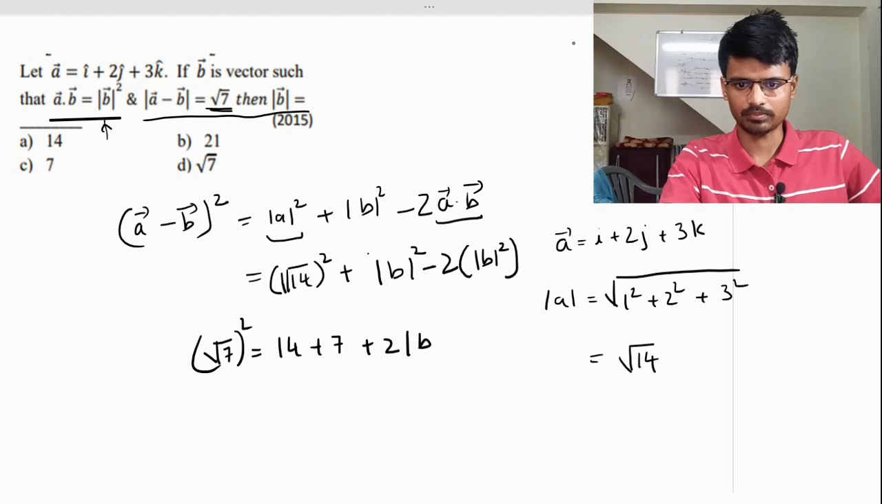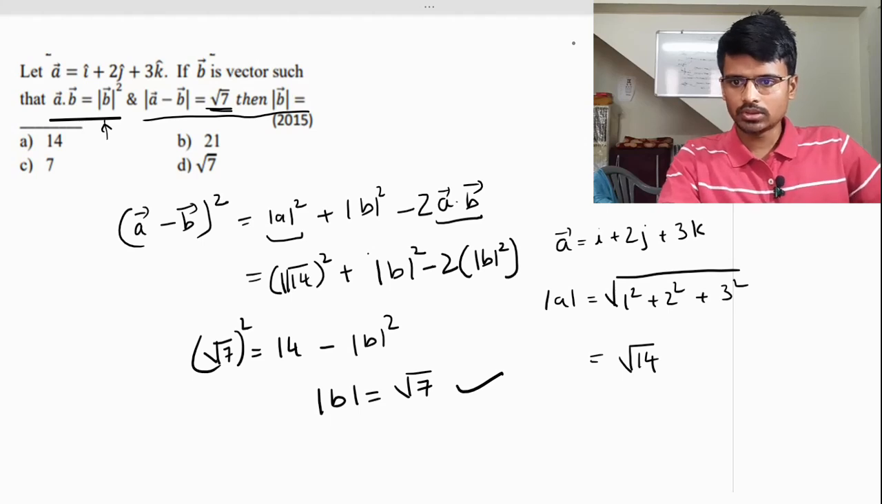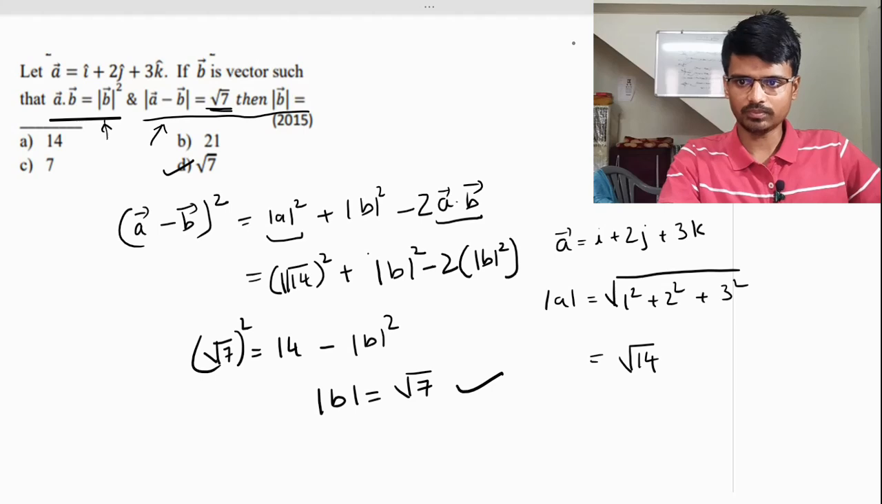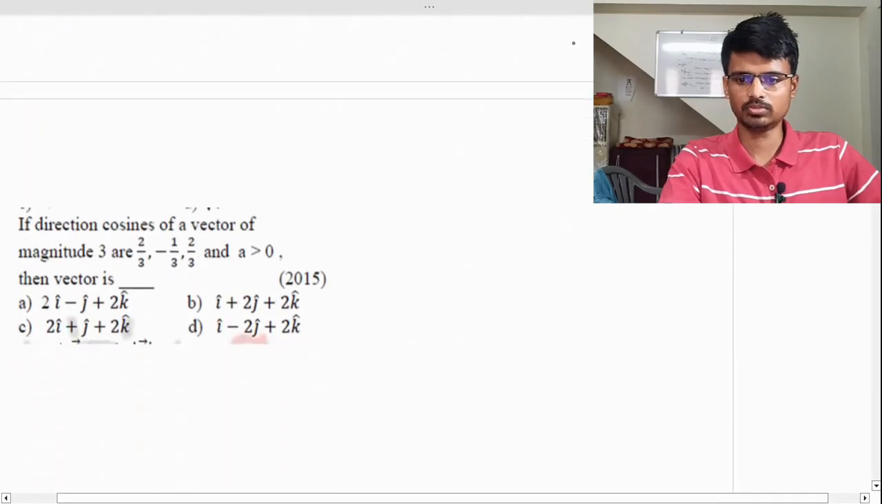Okay, yeah. So on simplifying this, I get minus b square, right? So what will be my magnitude? It is going to be root 7, right? So what have I done here? I have taken the square of this vector, and I substituted the values, expanded it, and did the simplification work. Okay, let's move on to the next question.